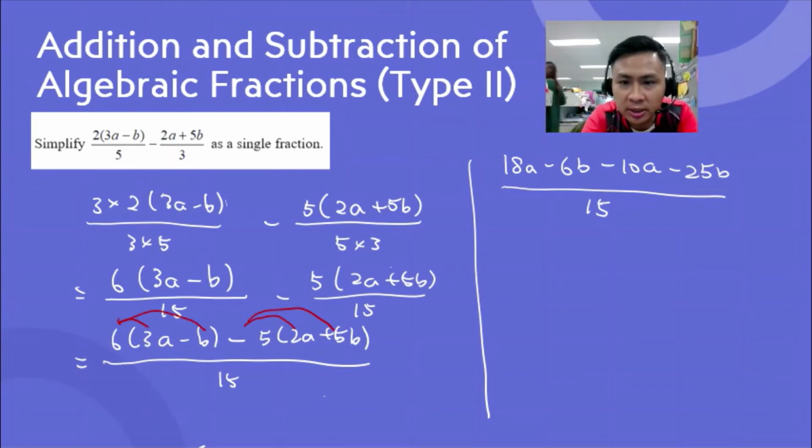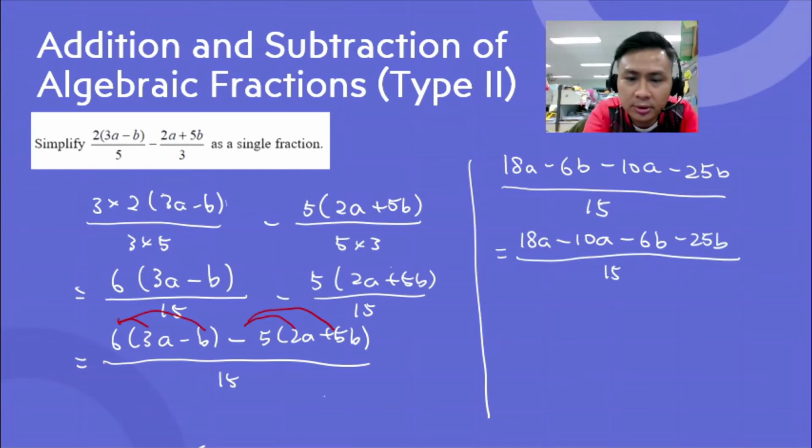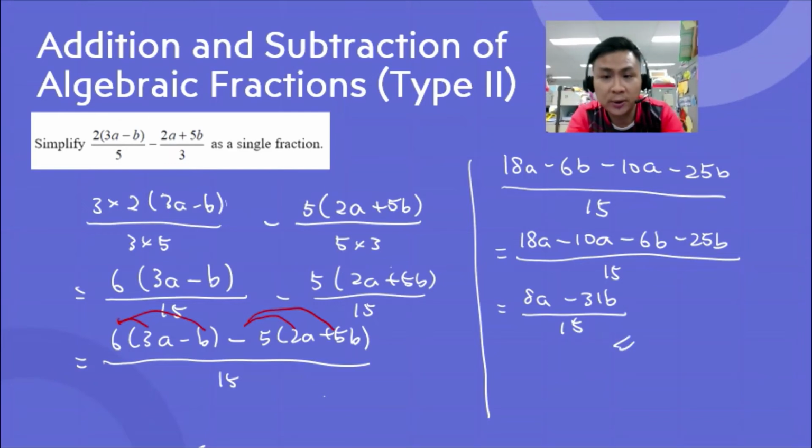Okay, so let's continue. So we can rearrange. So your answer now will be 18a minus 10a. Okay, we follow the sign on the left side. So minus 6b minus 25b. Okay, out of 15. Right, and then 18a minus 10a, that will be 8a. Minus 6b minus 25b, that will be minus 31b. Okay, the whole thing out of 15. And this will be our answer.